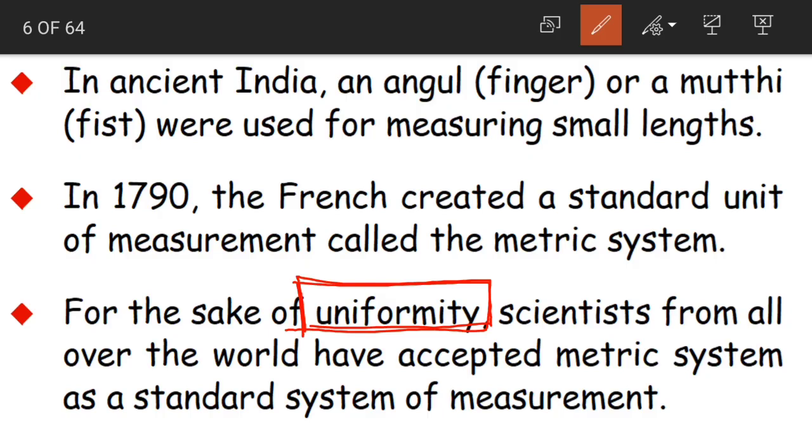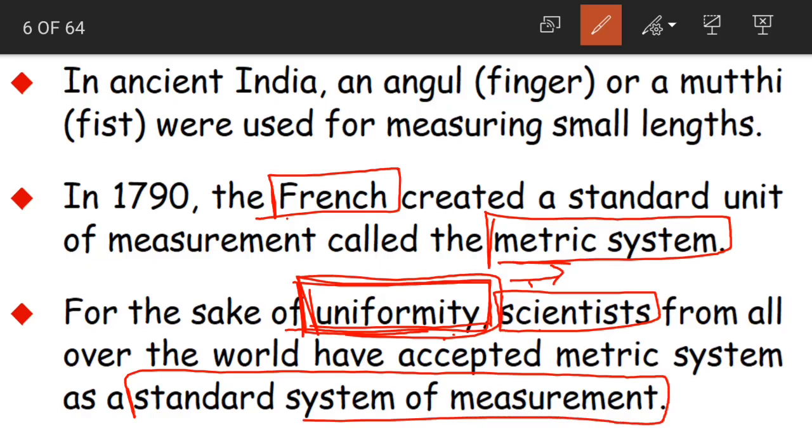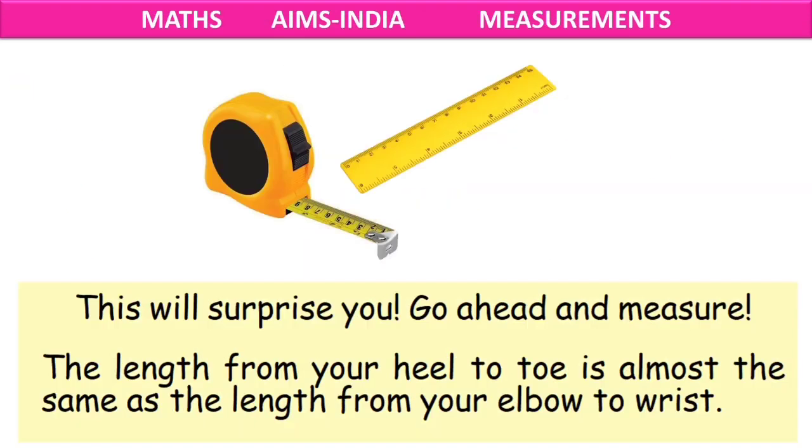No matter who measures the length, whether I measure it or you measure it, the overall length should be the same. It should be uniform. So to achieve this uniformity, what did all our scientists do? They all accepted this metric system introduced by the French people. This metric system has now become the standard system of measurement. It is what we use nowadays. It is called the metric system.